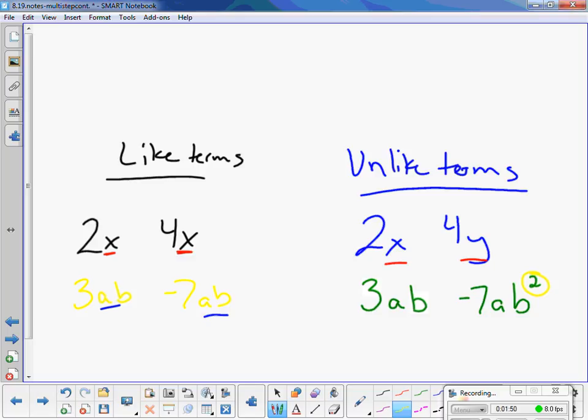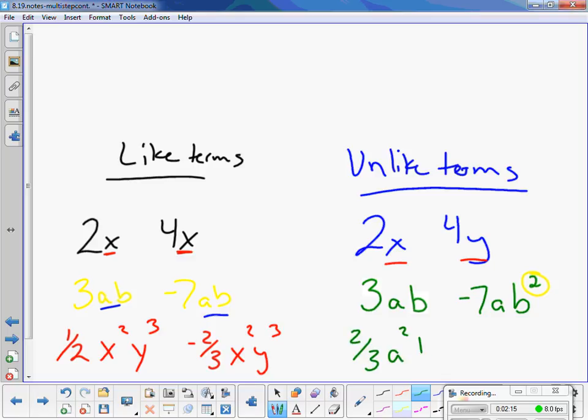Not only do the variables have to be exactly the same, they have to have the exact same exponents. So for instance, let's say I have 1/2 x squared y cubed. It would be a like term with negative 2/3 x squared y cubed. Or I could have 2/3 a squared b cubed, and even if the number's the same, that coefficient, they are not like terms if the exponents are not the same.